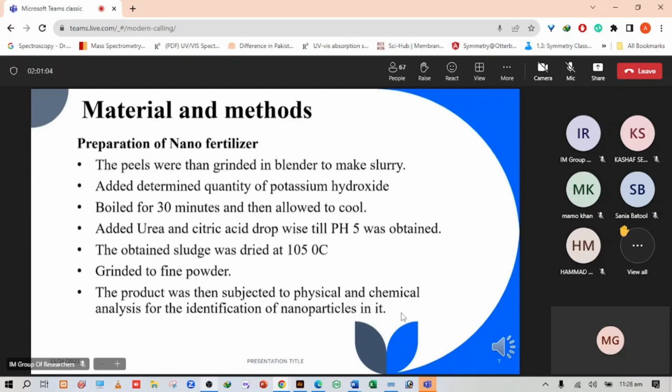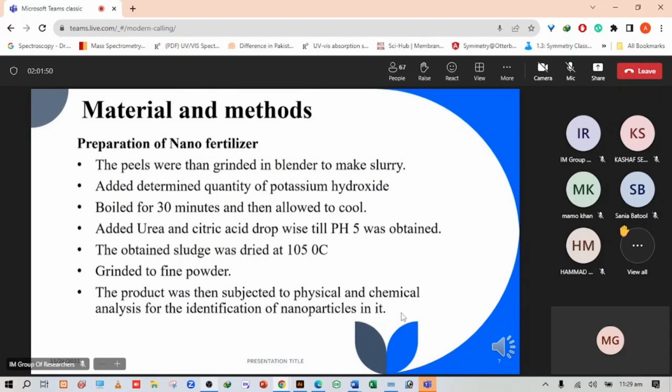For further analysis, the samples were prepared for the observation of the nanofertilizer present in the peel powder. The peel was ground in a blender and then some amount of potassium hydroxide was added. Boil this solution for 30 minutes and allow it to cool. Also add some amount of urea and citric acid dropwise to maintain a pH of 5. After this, the obtained slurry was dried at 105 degrees centigrade and then ground to a fine powder again, and the product was then subjected to physical and chemical analysis for the identification of the nanoparticles in it.